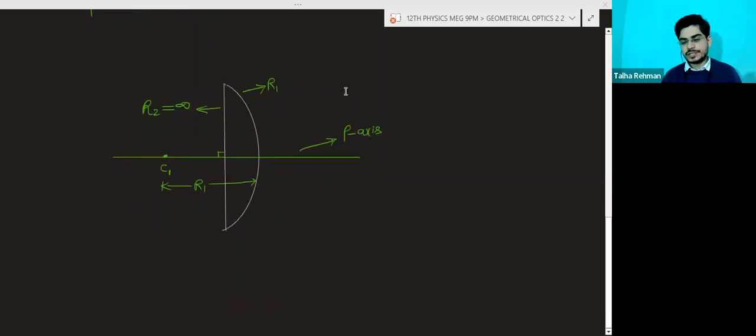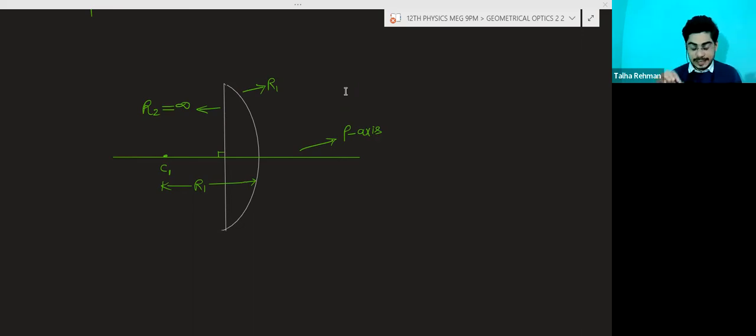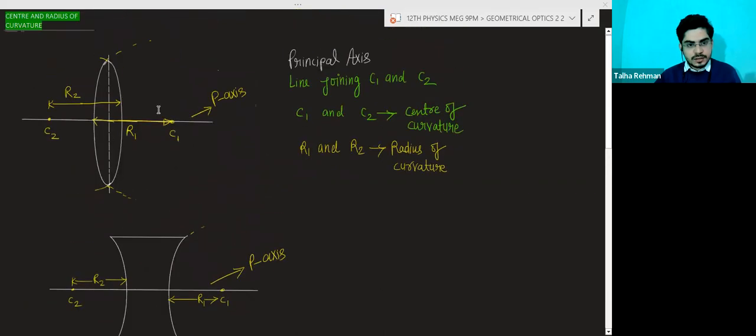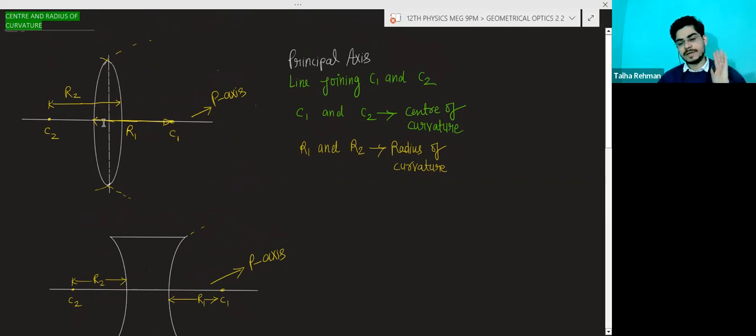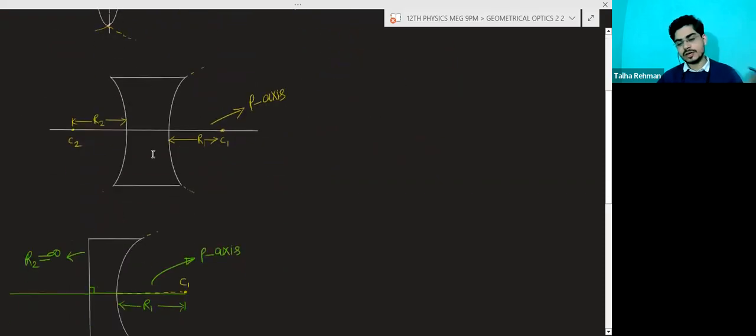So a lens is a combination of two surfaces. At least one of the surfaces must be spherical. Spherical means either concave or convex. So mostly now we will use this type of lens where both the surfaces will be either convex or concave. And simply we call this lens a convex lens and this lens a concave lens.